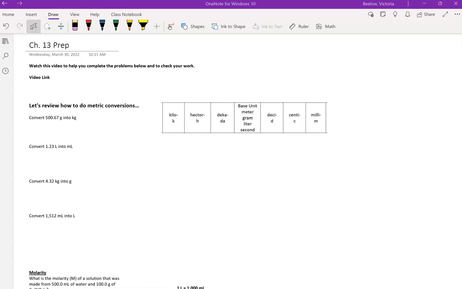In this video, I'm going to be going over some important skills that you will need to know moving into chapter 13. The first skill will be moving the decimal or metric conversions. This is a skill that we've been talking about pretty much all year, and it's also something that's really important next year in physics.